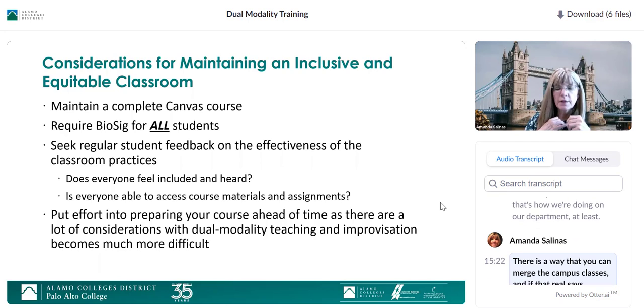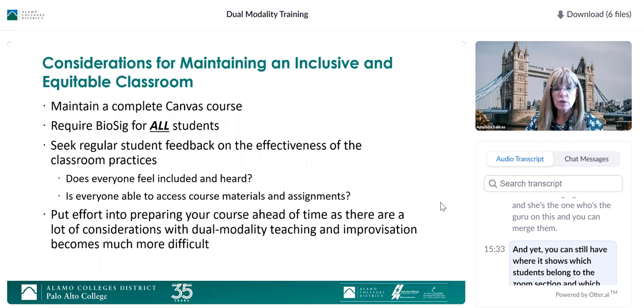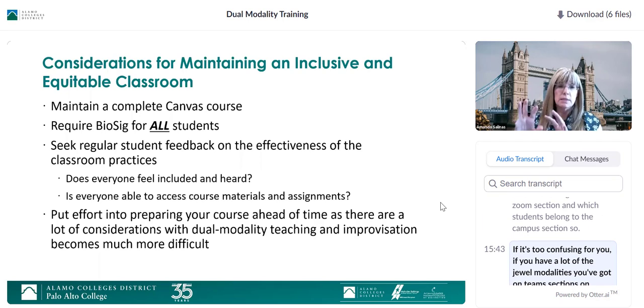There is a way that you can merge the Canvas classes, and Yvette Rios is actually in this meeting right now, and she's the one who's the guru on this. You can merge them, and yet you can still have where it shows which students belong to the Zoom section and which students belong to the Canvas section. So if it's too confusing for you, if you have a lot of the dual modalities, you've got umpteen sections on Canvas, there is a way where you can merge this.